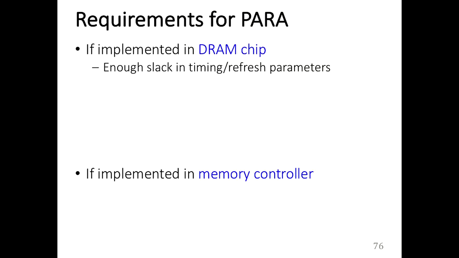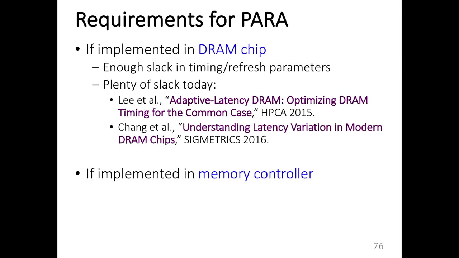One idea is potentially doing this when you're refreshing, right? When you're refreshing, you're actually refreshing some more rows. Some other rows that you recently accessed, or after you've closed the row, you actually refresh that row. So if there's enough slack in the timing parameters, you can do that. Now, to be able to understand this, you need to understand how DRAM works.